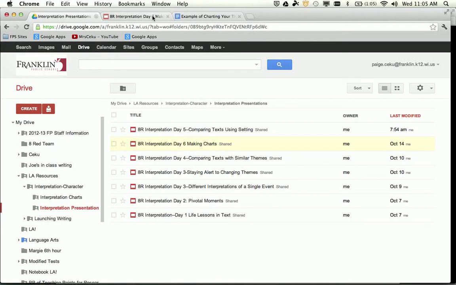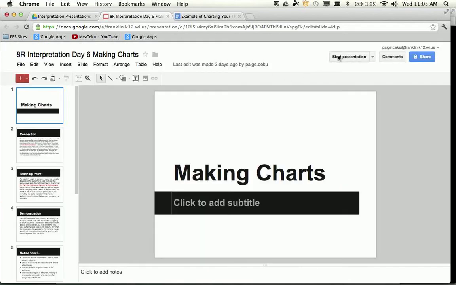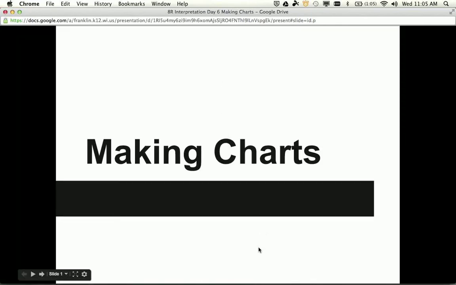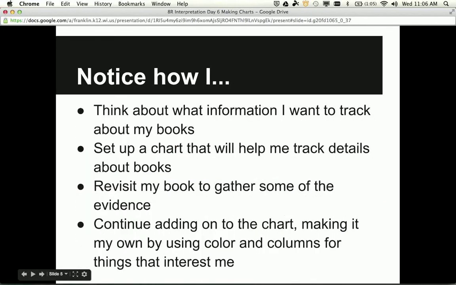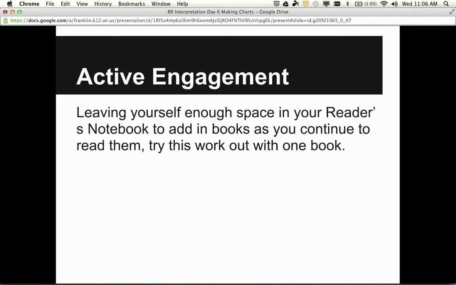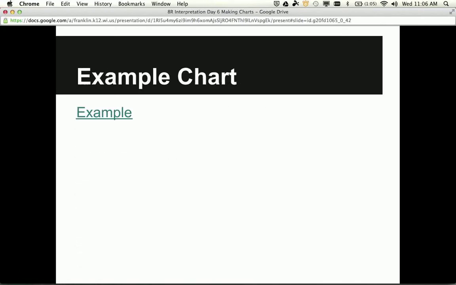So let's go back to, I'm not sure why it does this every time. We will start it again. Alright, so where we were. Okay, so that's just one example of Mr. Whitcomb's chart that he made for the 3 stories we read in class.